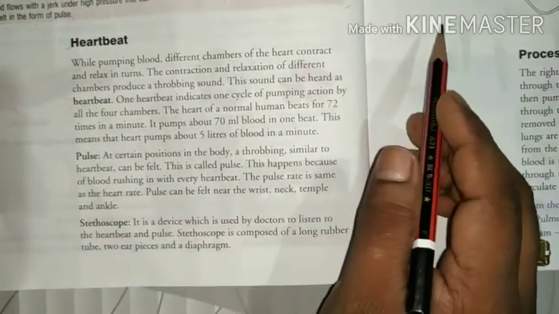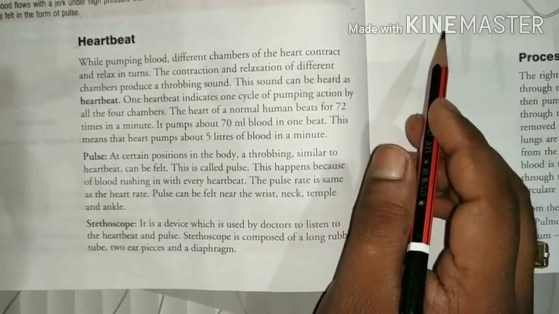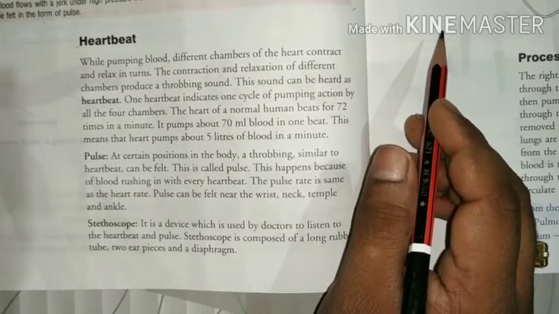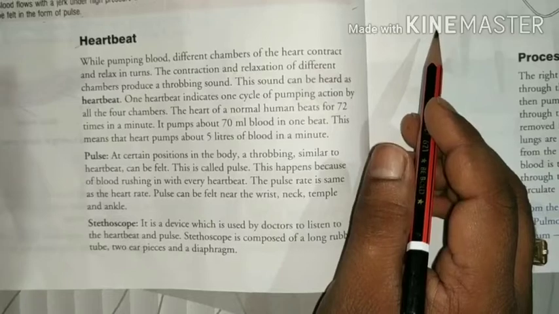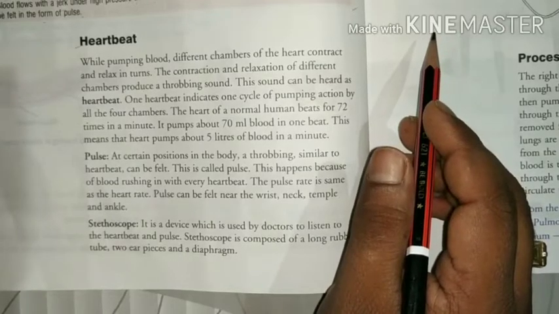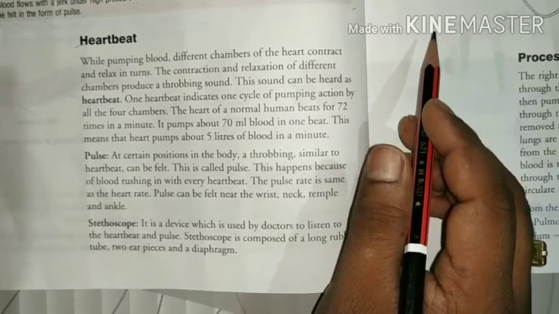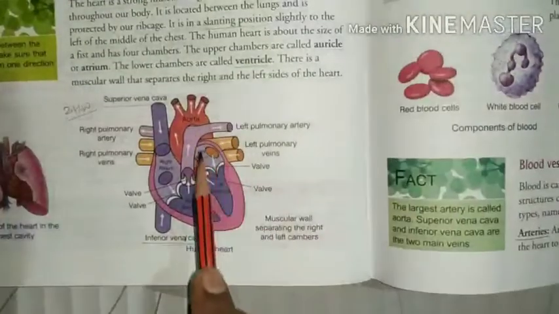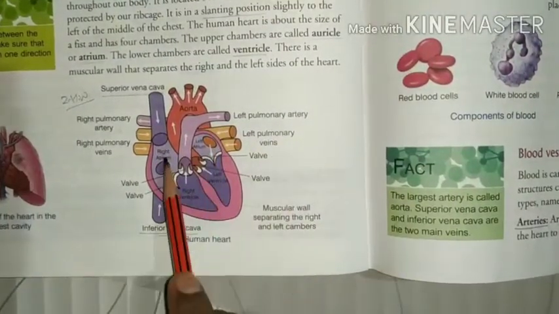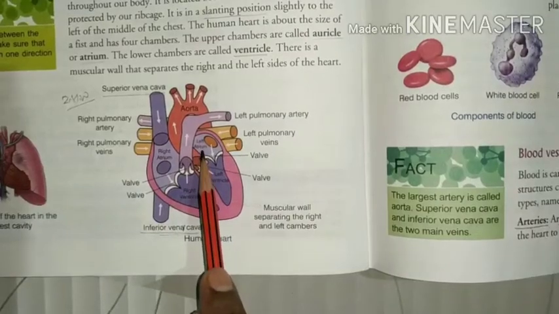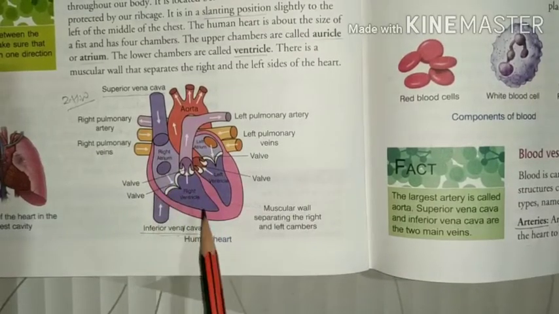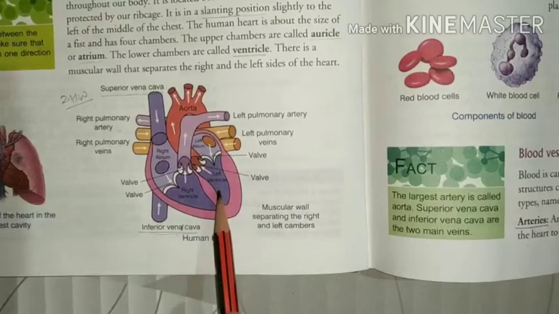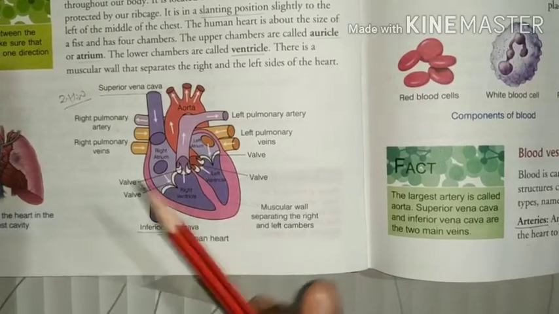Heartbeat. When blood is pumping through the heart, then the different chambers, there are 4 chambers in the heart, as you can see in this picture: left atrium, right atrium, right ventricle, left ventricle. These are the 4 chambers.